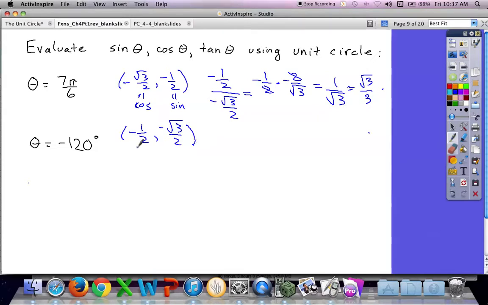And again, this is the cosine, this is the sine, and the tangent should be this divided by this, which is negative square root of 3 over 2 divided by negative 1/2.